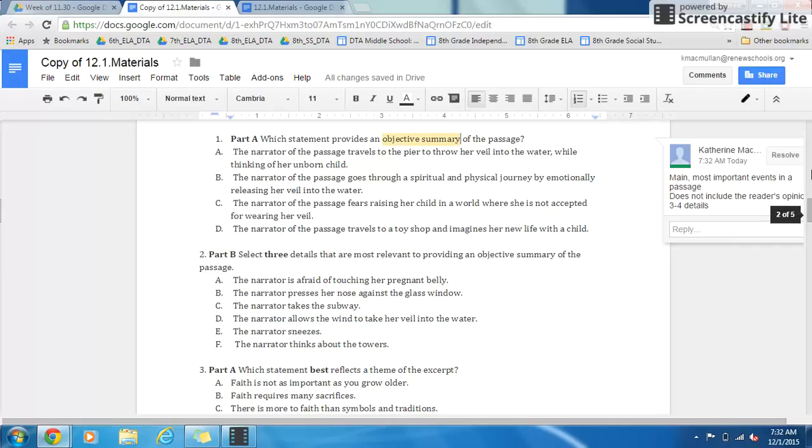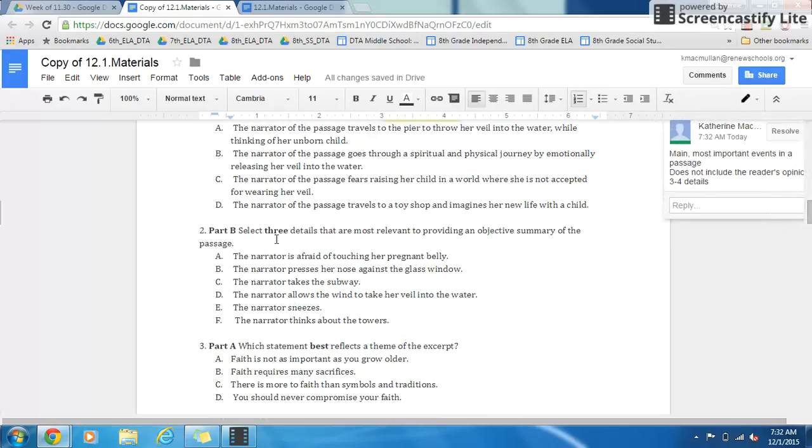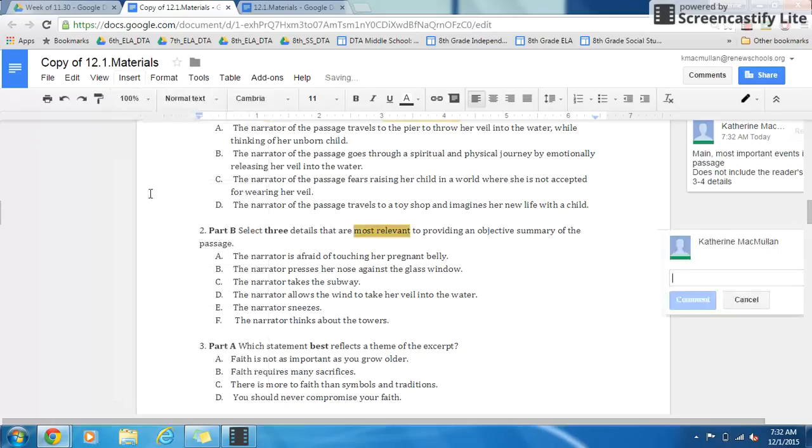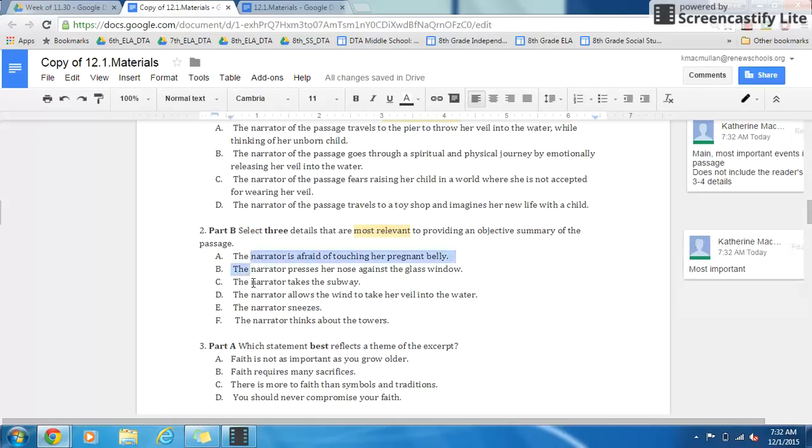When we look at our part B, this is a little bit different. This says select 3 details that are most relevant to providing an objective summary of the passage. And as I'm annotating these questions, you should be annotating the questions on your worksheet as well. Most relevant means most important or most connected to providing an objective summary. If you look, these are not direct quotes. Usually in a part B, we have quotes coming from the passage. These are sort of summary quotes. So these are things that happen in the passage.